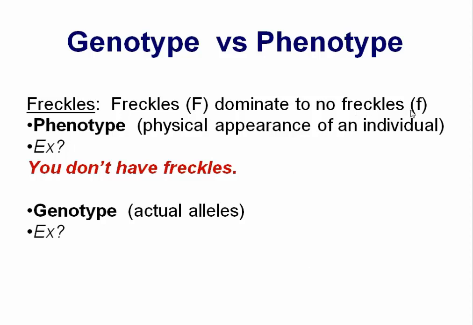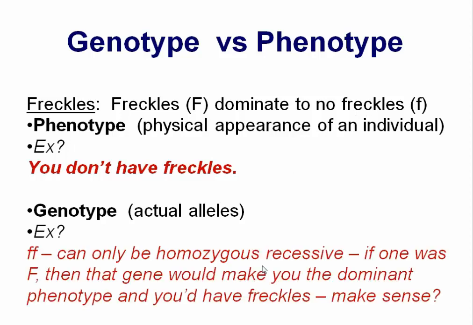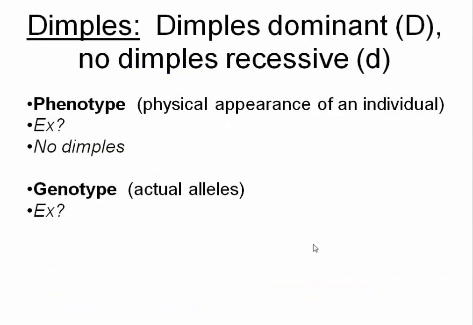So let's say you don't have freckles. That means you're the recessive trait. You only can be two little f's, because if there was any big F in there, if it was heterozygous, you would have freckles. So the only way you can have a recessive trait is if you're double recessive there in your genotype.